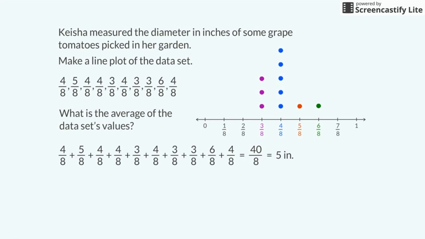To finish calculating the average, I need to divide the total, 5, by 10. I can also write that as the fraction 5 over 10. That simplifies to 1/2 inch. The average of the data set's values is 1/2 inch.